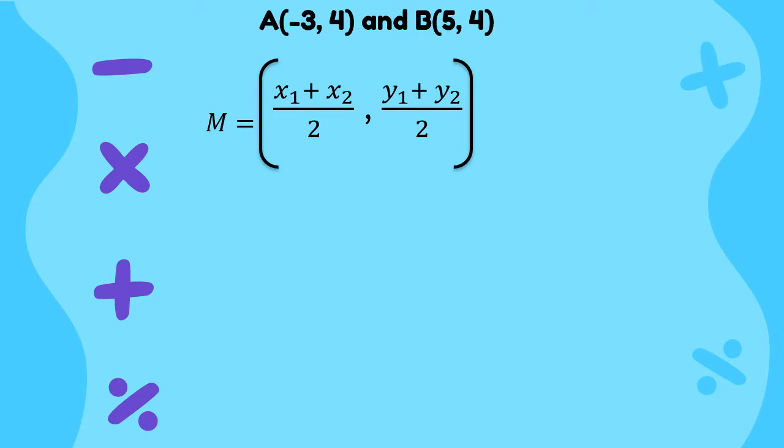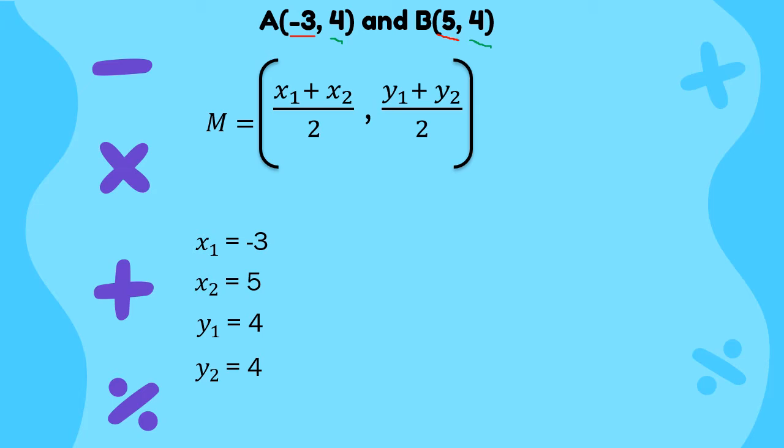So for example, we're going to find the midpoint of A and B, wherein A is equal to -3 and 4, and B is 5 and 4. So M represents the midpoint. So the x sub 1 is -3, or the first value of x is -3. So this will be x and this will be y, or the second number will be the y.